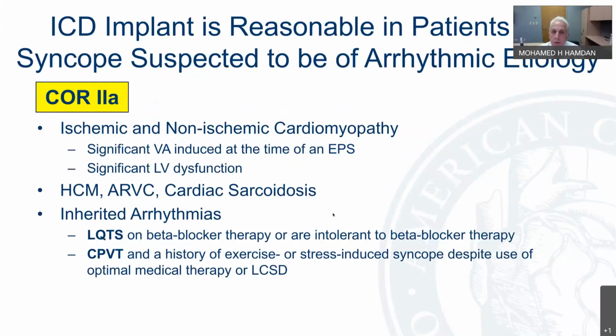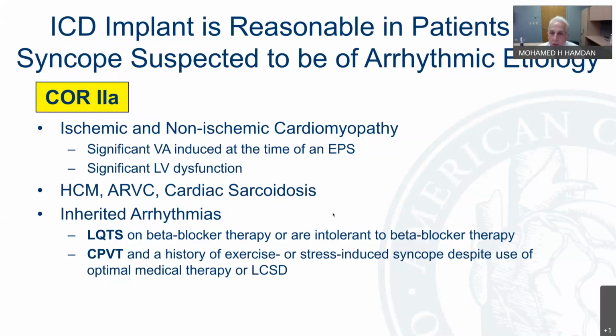So in patients who present with ischemic or non-ischemic cardiomyopathy, if you induce a ventricular arrhythmia during the EP study, that's a 2A indication for ICD implant. Also, if they have significant LV dysfunction, they're going to end up with an ICD. Same for patients with hypertrophic cardiomyopathy, ARVD or ARVC, and cardiac sarcoidosis. If the history sounds cardiac and they have these myopathies, then they need to receive a device, and it would be a 2A indication.